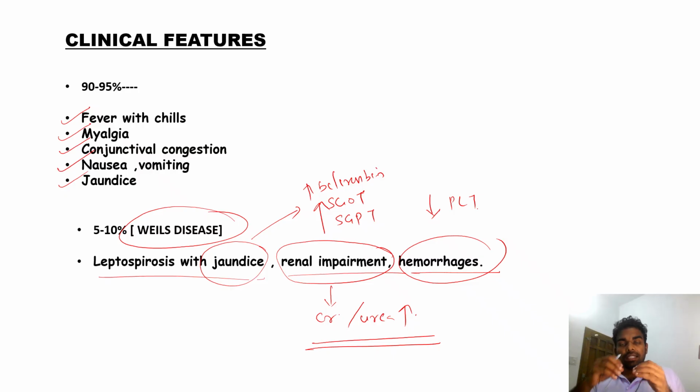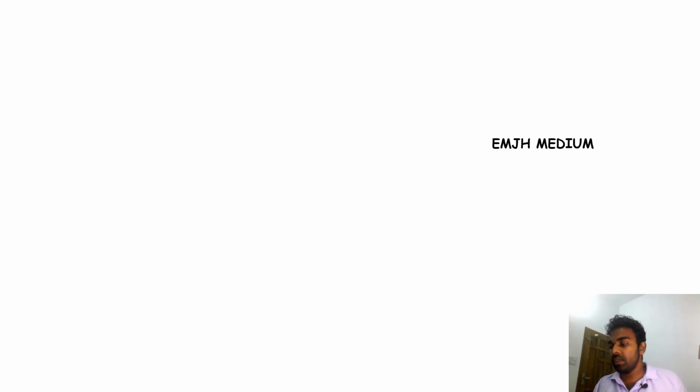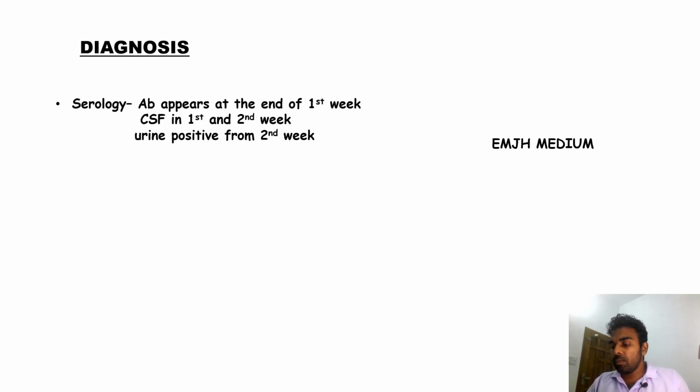So it is very important that you detect all these symptoms when a patient comes with fever and chills and has a high risk of leptospirosis. In OPD, you should always be careful about detecting it. So how do we detect it? Let's see. Investigations: how we diagnose it. Mostly we can diagnose it with serology.